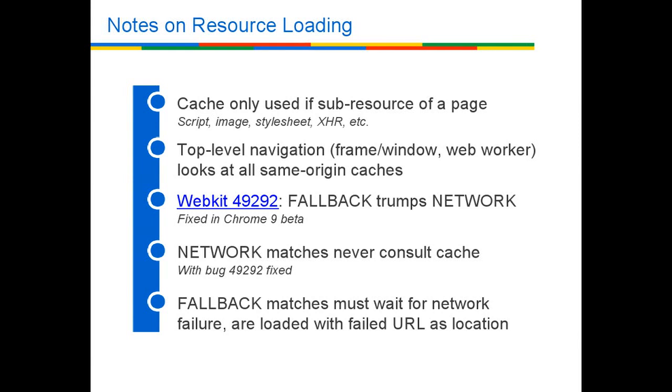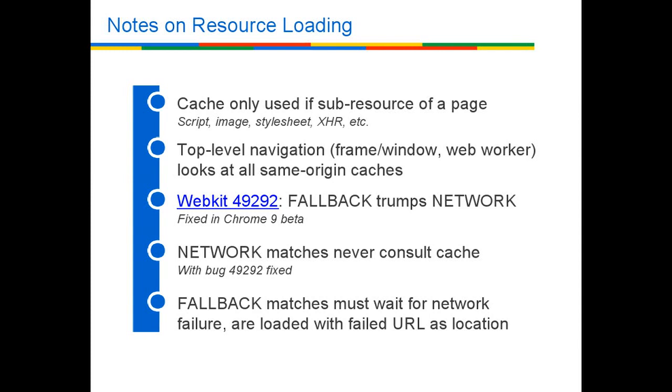Also notably, there's a WebKit bug that I've encountered in my work where fallback entries will be used even if a network whitelist prefix matches it. This was only fixed relatively recently, so it's going to affect all current versions of Safari and older versions of Chrome, including the stable one, and Android and iPhone. This is kind of obnoxious if you were hoping to use fallback entries in combination with network entries.